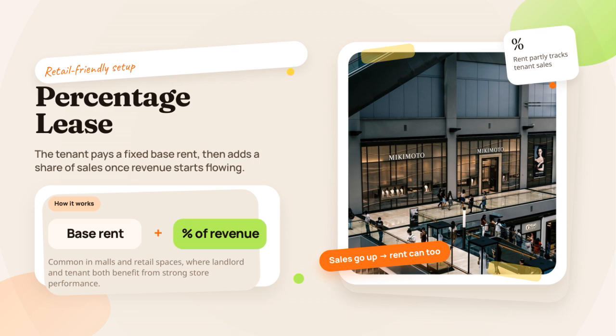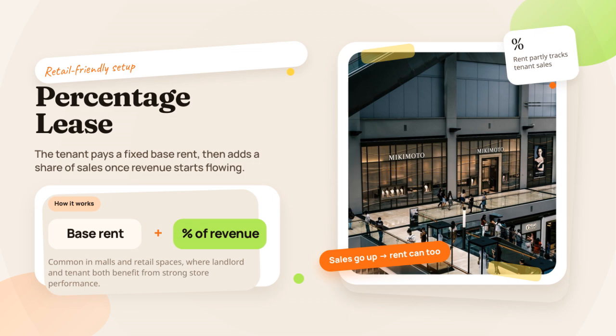This setup is very retail friendly because it shares both the risks and the rewards. If the tenant's sales are strong, the landlord benefits from higher rent, creating an incentive for both parties to succeed. This model is common in malls and other retail spaces, where aligning interests helps foster a healthier, more collaborative relationship between landlords and tenants. Essentially, it's a flexible approach that ties rent payments to business performance, making it fairer and more dynamic.